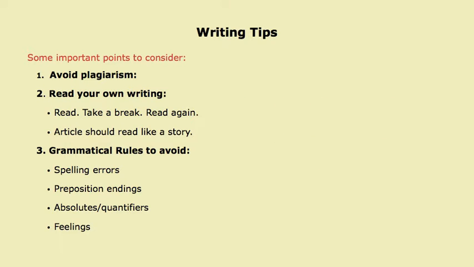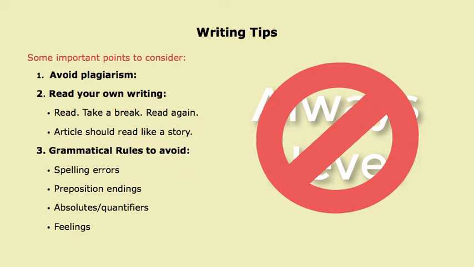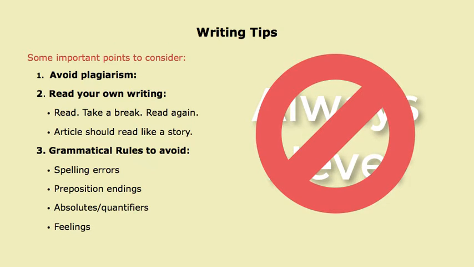Read your own writing. Review your article and review it again after a few days so that you can read it with unbiased eyes. Avoid redundancy and make sure that your article reads like a story. In terms of grammatical rules, avoid spelling errors, and you also want to avoid ending sentences with prepositions. These are words like at or on, which can make a sentence feel unfinished. Avoid absolutes like always or never. They add unnecessary words and are harder to prove.